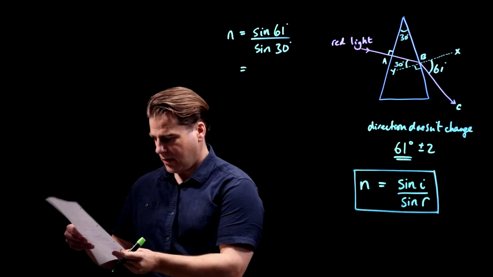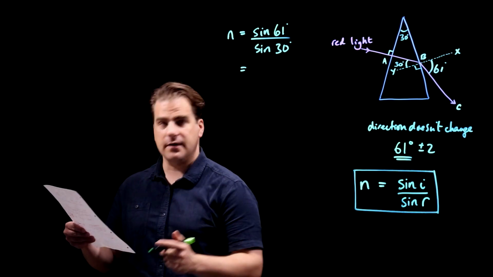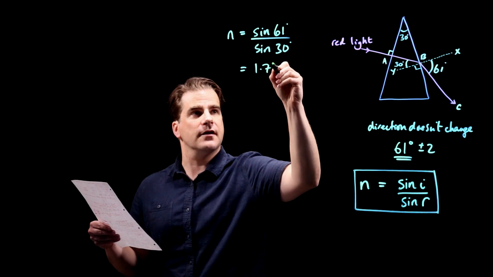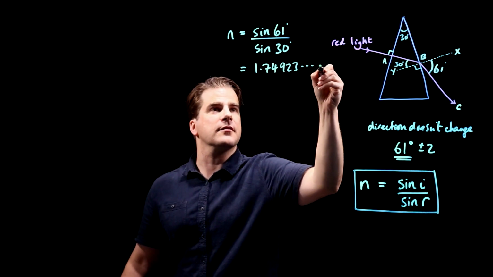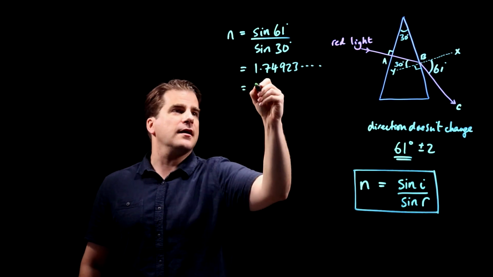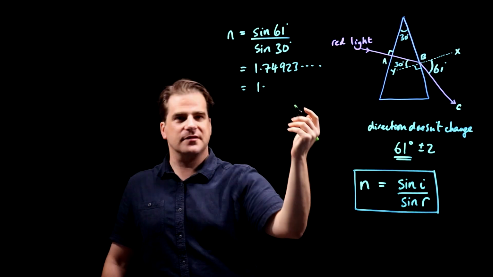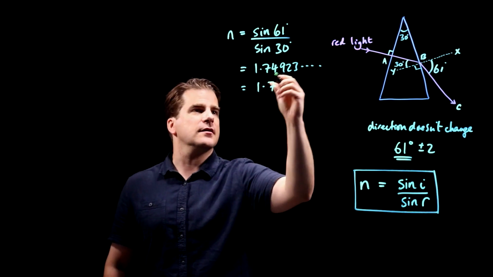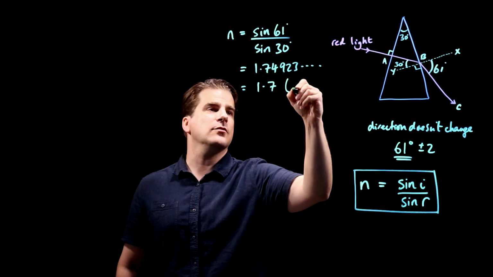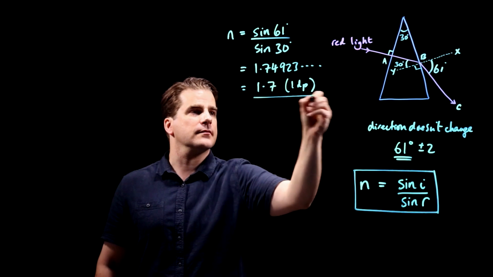So sine 61 divided by sine 30 is 1.74923 something something something. Let's say 1 decimal place seems sensible, so 2 would be fine. So 1.72 to 1 dp, okay, because the 4 leaves the 7 alone.